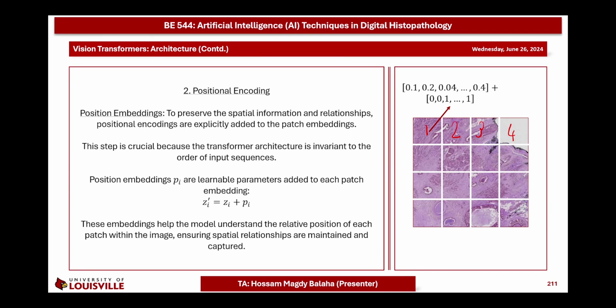Another reason is that these embeddings help the model to understand the relative position of each patch within the image, aiming to ensure that the spatial relationships are captured inside that image locally and globally. So if you have a vector which is flattened that represents a patch, a position encoding is added to it to become a new vector zi bar.